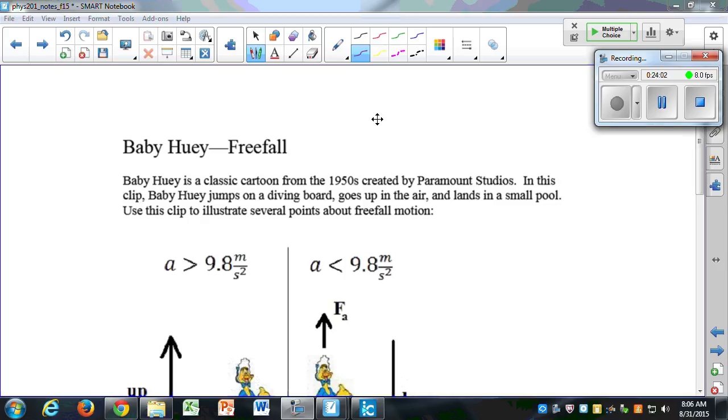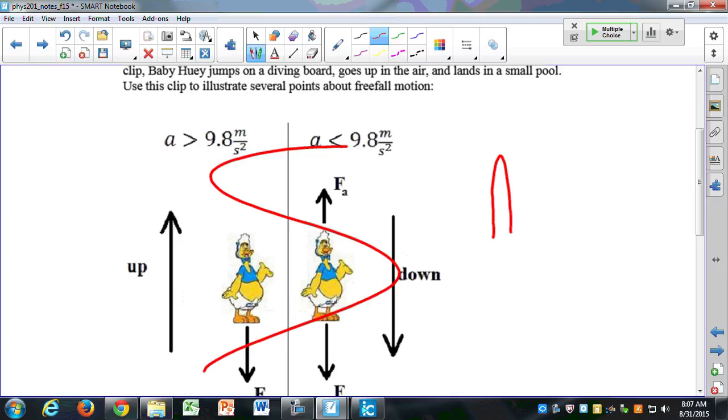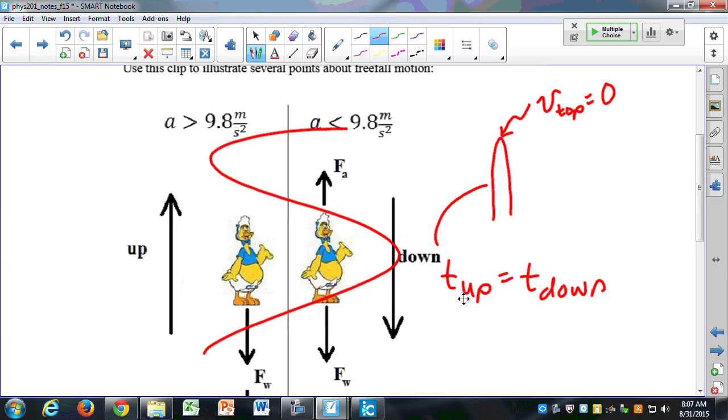Exactly right, Cody. The motion in that clip was not symmetrical. It takes a lot longer to go up than it does to come down, and that's obviously not true. That's not what happens physically. We're not going to worry about this 9.8 stuff here, but I do want you to recognize a couple of things: one, it goes up and comes down, the velocity at the top was equal to 0, and also the time to go up should equal the time to go down, so it should be symmetrical in that way.